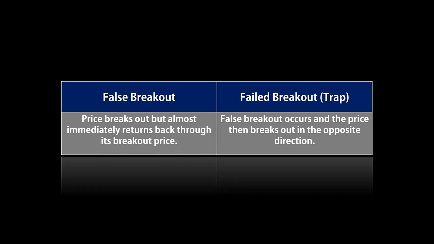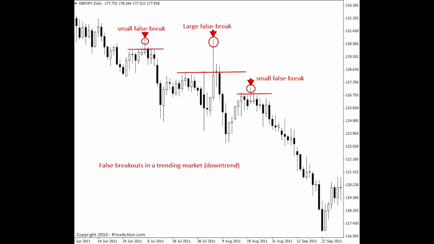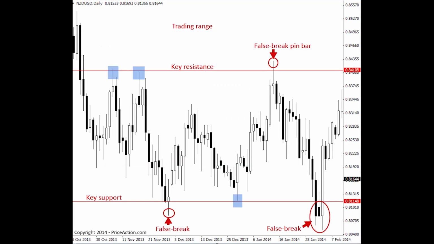What are false and failed breakouts? A false breakout occurs when the price reaches the highest or lowest point that has been previously broken, but almost immediately returns back to its previous price. In other words, the price appears to have broken out but in reality has not and has returned to the previous level. A failed breakout, also known as a breakout trap, occurs when the price of an asset breaks through a key level of support or resistance, but then quickly reverses direction and moves back into its previous trading range.